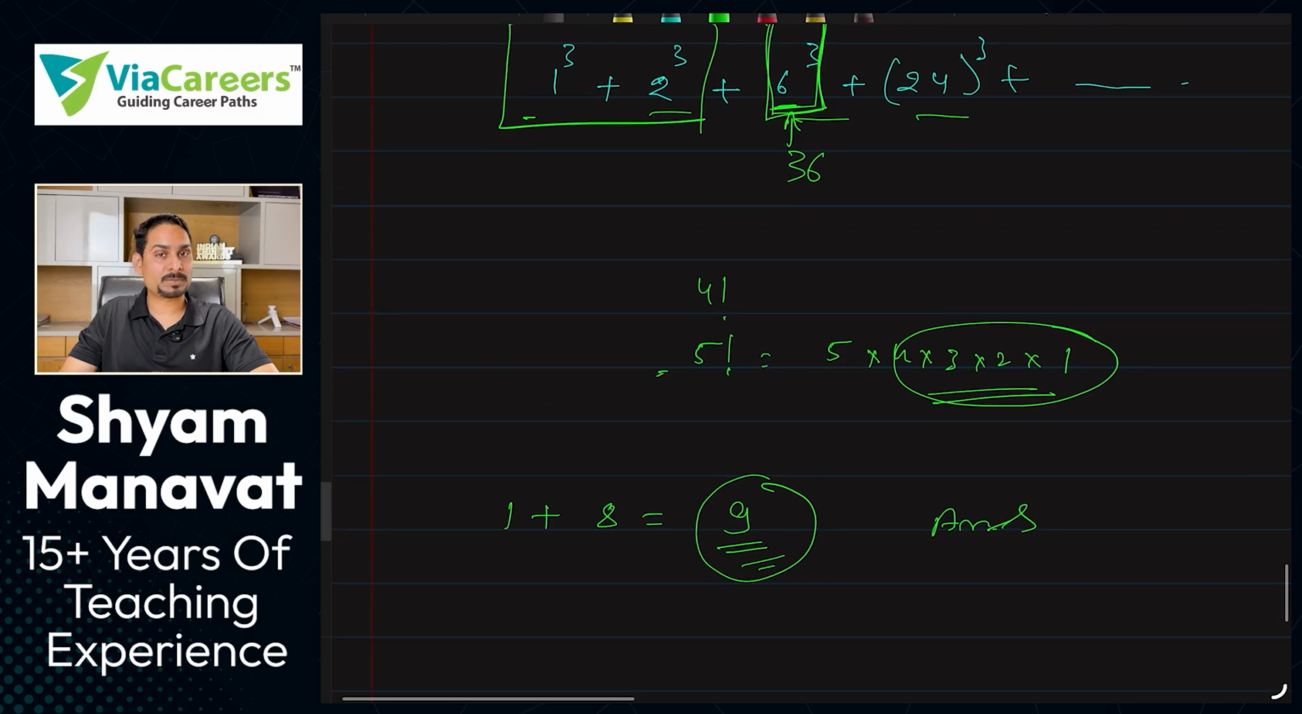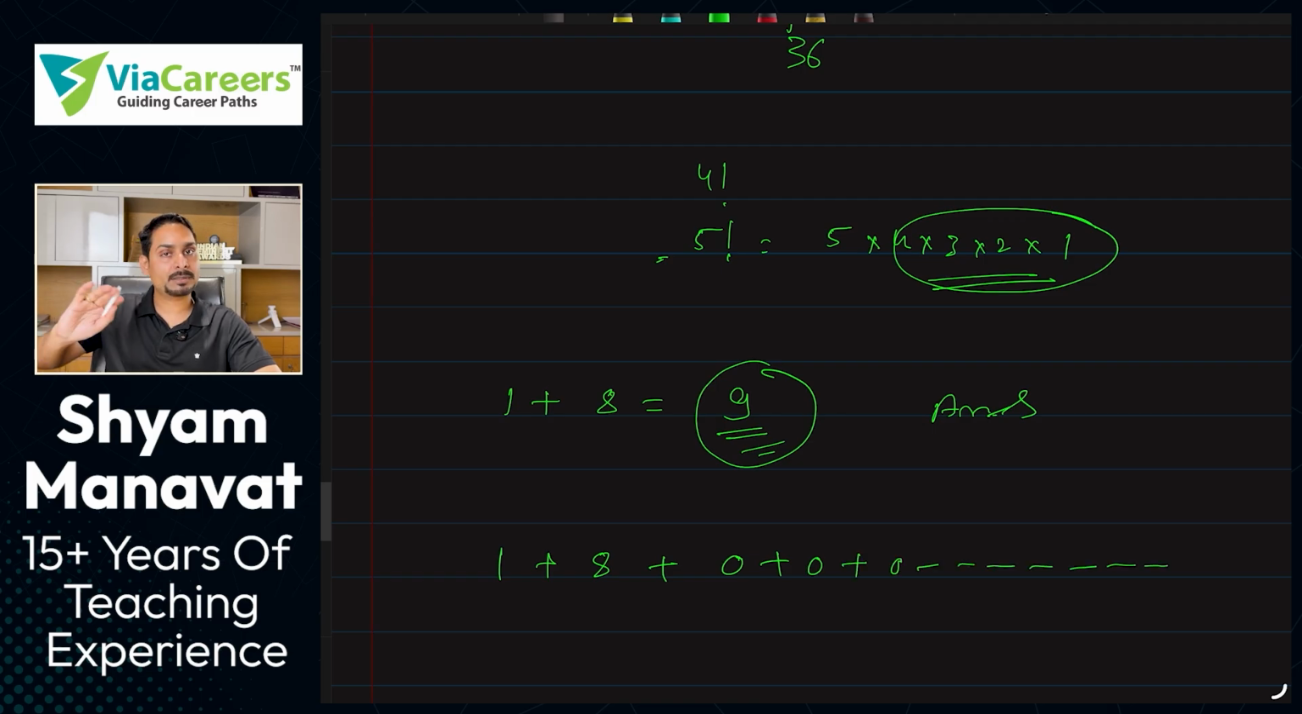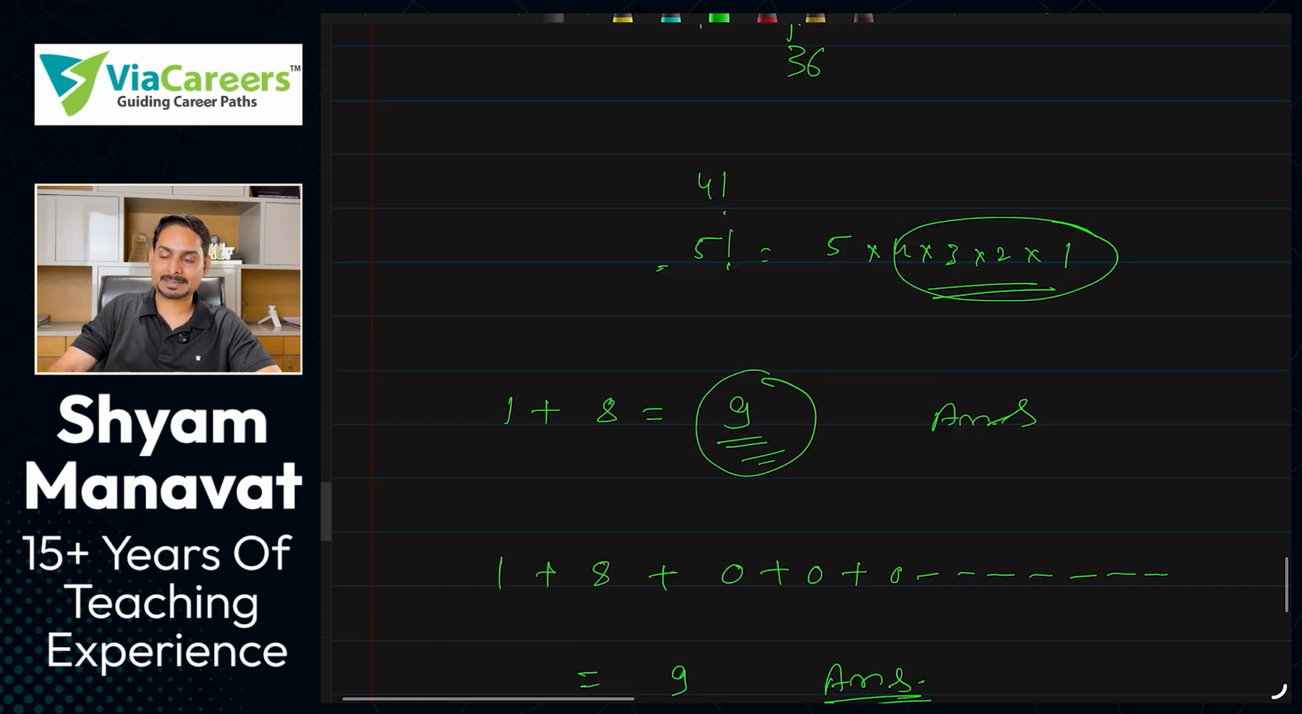It's only 9, right? Because if you write it in terms of remainder, the first term has remainder 1, second term has remainder 8, third term has remainder 0, and thereafter all of them are going to have remainder 0. अब इस सबको add करोगे तो क्या मिलेगा? 9. So what is your remainder when this expression is divided by 36?